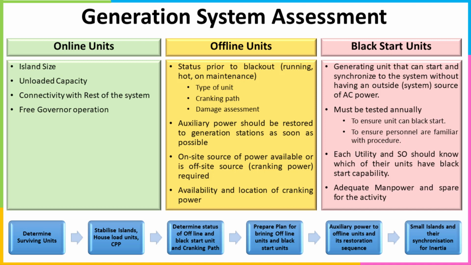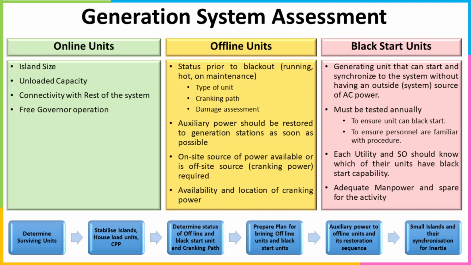Then the second aspect is the offline units. You have to take prior information on which units were running, which were on hot start, which can be in cold start mode, or which are on maintenance. Then you have to look into the type of unit, whether it is a gas unit, thermal, or hydro. You have to look into what paths are available through which I can bring back those units, or through which these units can be supplied.